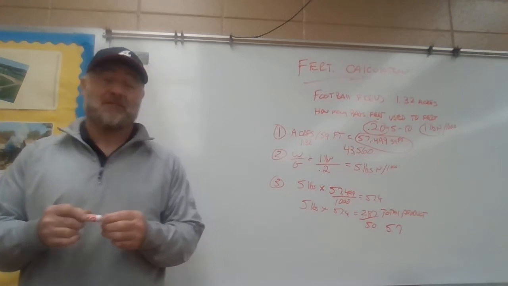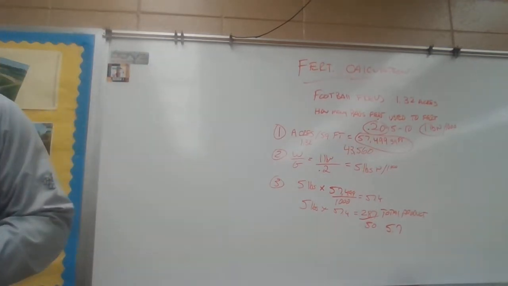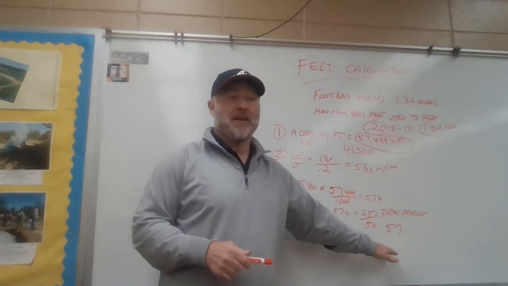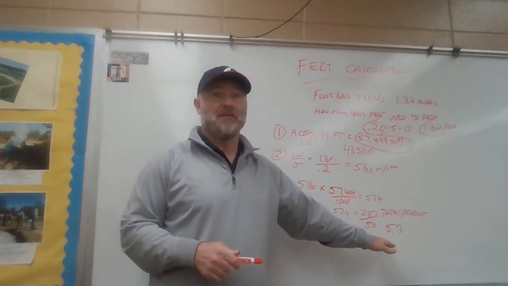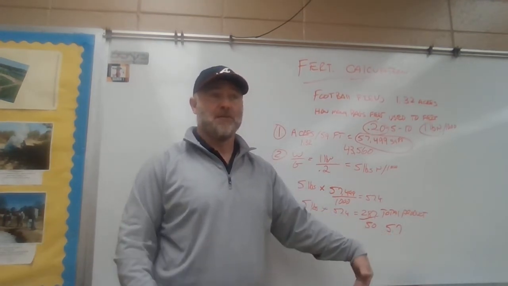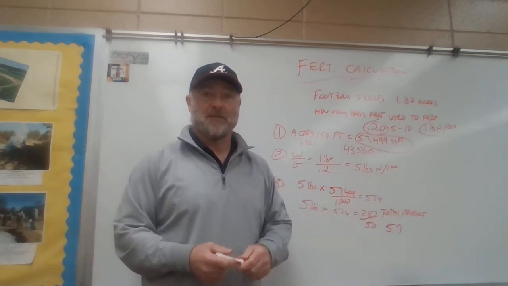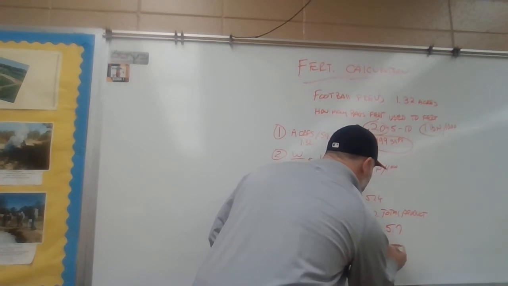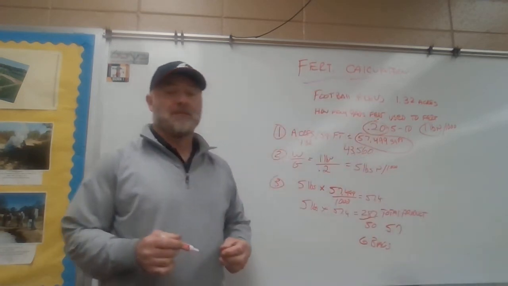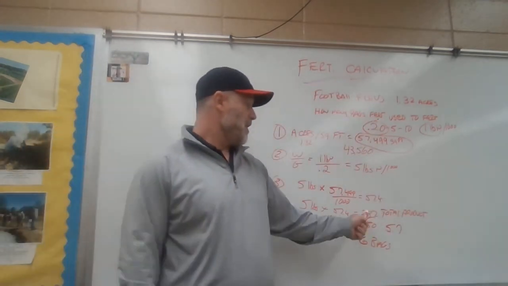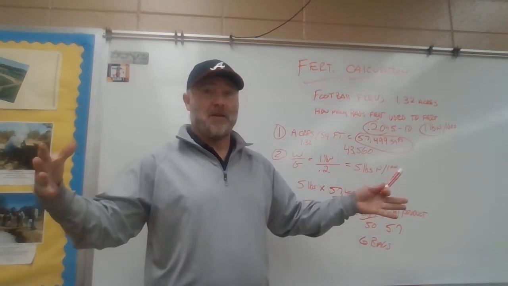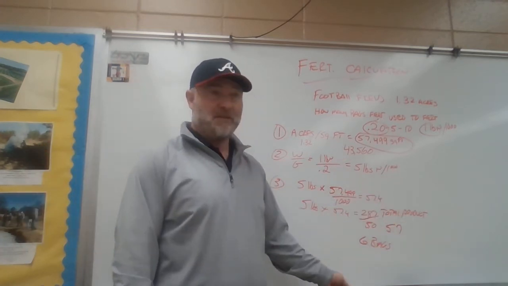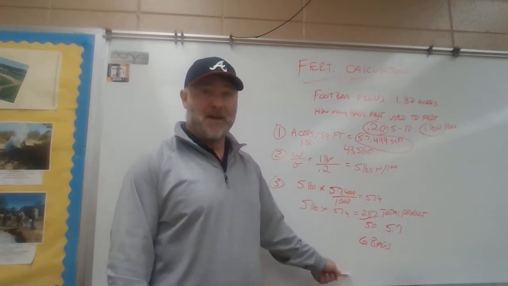5.7 bags of fertilizer, but for us, you can't go anywhere to get 3/4 of a bag. So 6 bags of fertilizer. Six bags, 287 pounds of total product to get 1 pound N per 1,000. That can be delivered by applying 6 bags of fertilizer.